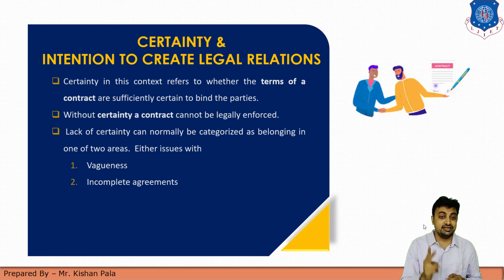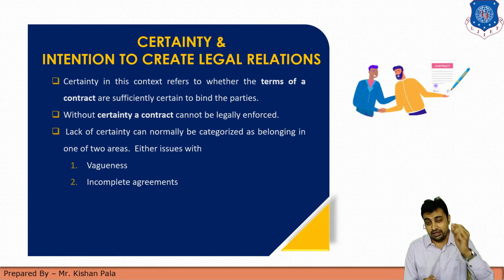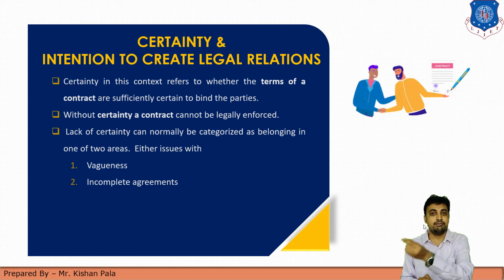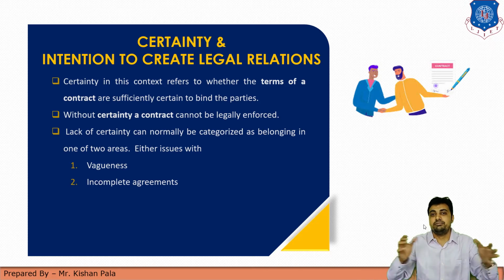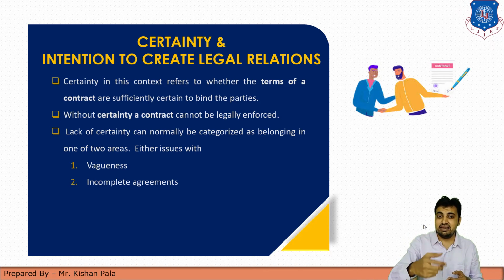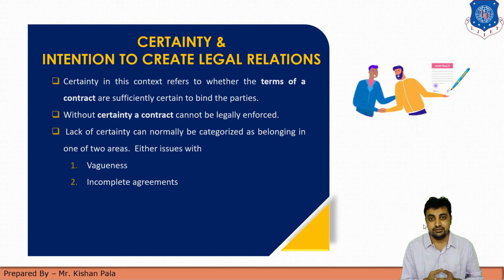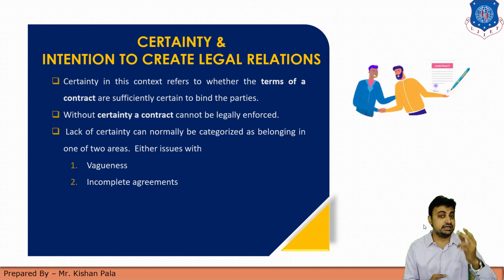And in the second case, incomplete agreements. If the contract mentions the M25 grade of concrete, but there is no mention of which type of concrete, ordinary concrete, special type of concrete, self-compacting concrete, or any other type, then there is not complete information about the work. It means there may be chances of a lack of certainty. So we should care about both areas to prevent the lack of certainty. First one is vagueness and the second one is incomplete agreements of the contract.